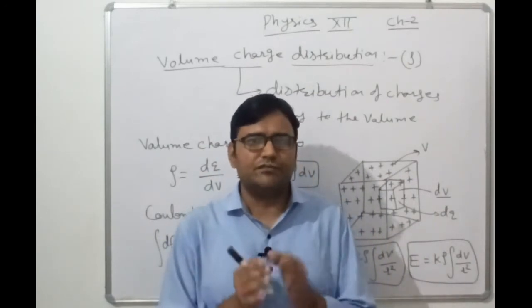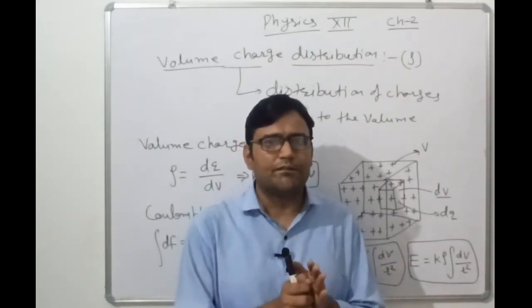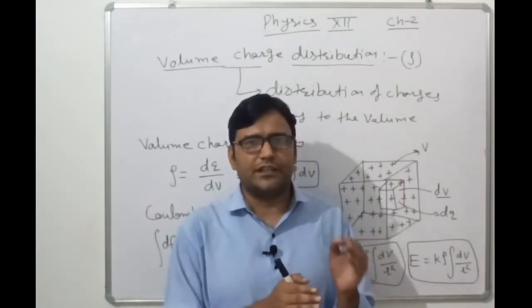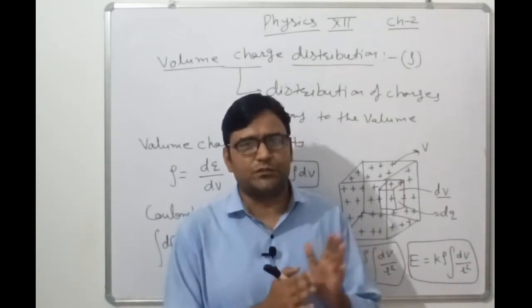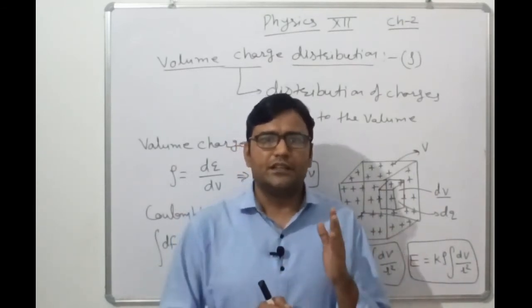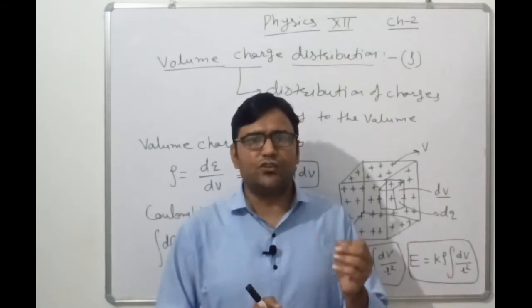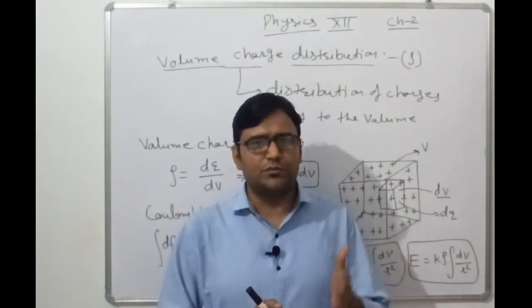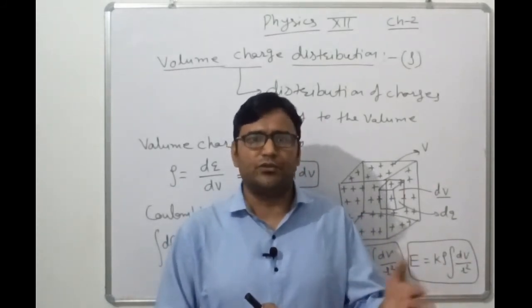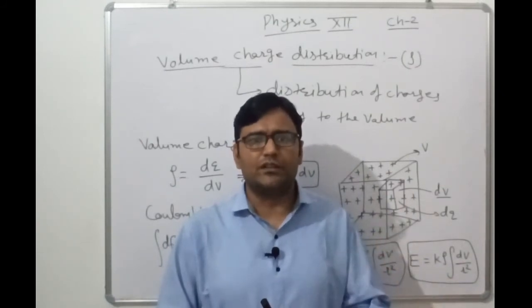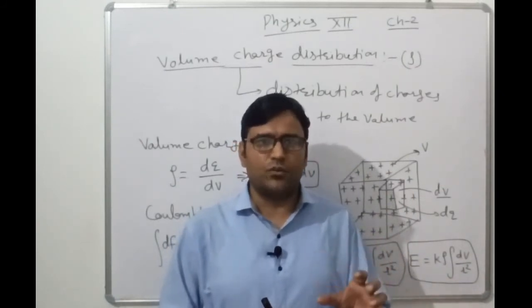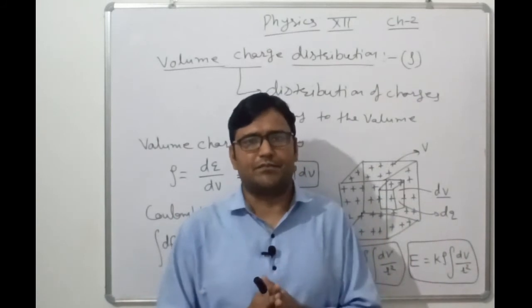In the second case, we discuss the surface charge distribution. It means surface charge density in terms of sigma, and it is the charge per unit area, dq upon dA. Now the dq is calculated as sigma into dA, and it is put in to calculate the Coulomb force and the electric field intensity.